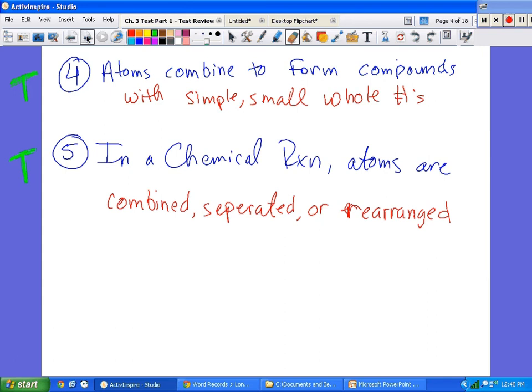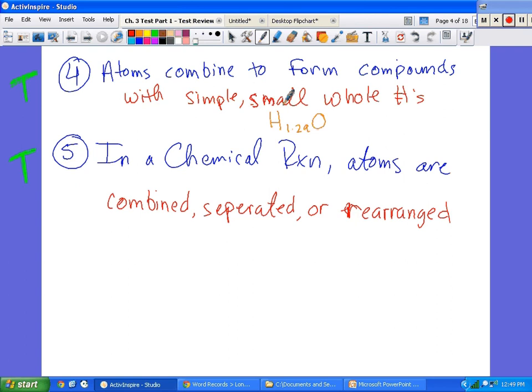I'll look. Okay. Number 4, atoms combine to form compounds with simple whole number ratios. Point being, will you ever see a decimal in a formula? No. You will never ever see H 1.290. Right. That'll never happen. So again, we need small whole number ratios. And finally, in a chemical reaction, atoms are combined, separated, or rearranged. That is also true. So make sure you know those 5.